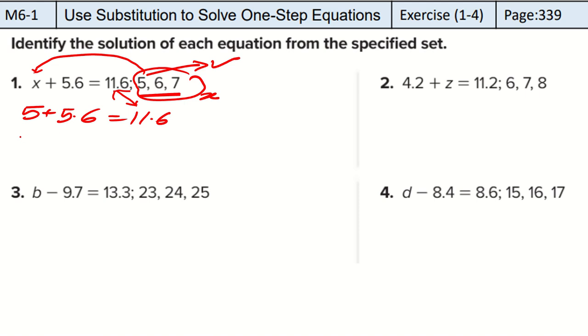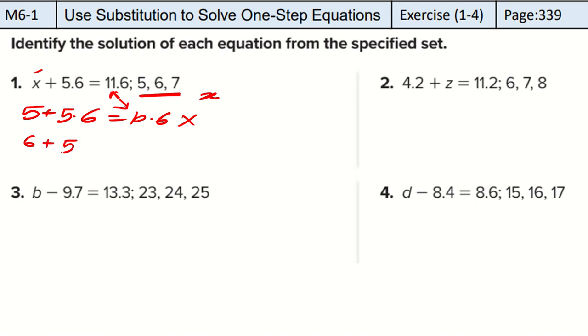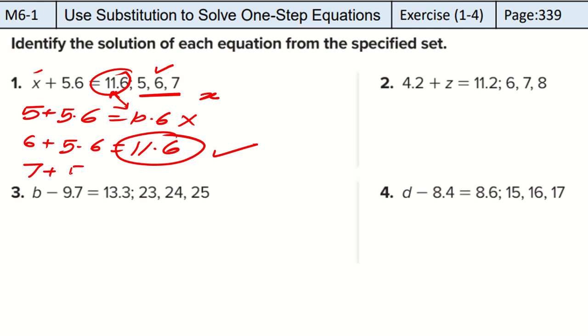If you check with 6, sorry, I made a mistake here. 5 plus 5.6 is 10.6, but here it is 11.6. So 5 is not the correct answer. Now if I take 6, so 6 plus 5.6 will be 11.6. So 11.6 here and 11.6 in the right hand side also. So this option is correct. But if you put 7 here, so 7 plus 5.6 will be 12.6, which is also not correct.